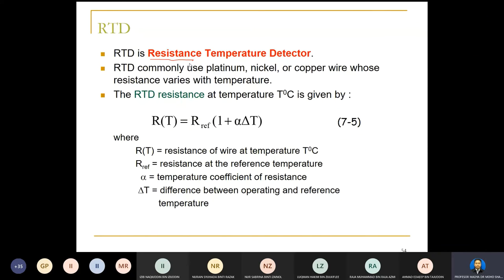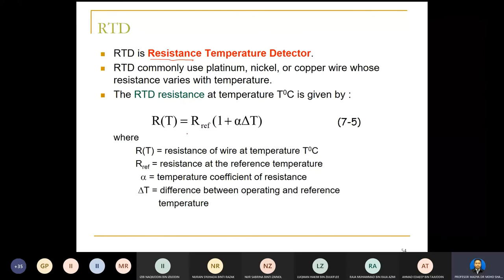RTDs commonly use platinum, nickel, or copper wire, whose resistance varies with temperature. It depends on the type of material used in the RTD. Some use platinum, which has its temperature range. Nickel has its temperature range, and also the copper wire has a temperature range. But the temperature varies with resistance. If the resistance changes, the temperature changes. That's why we call it the resistance temperature detector.